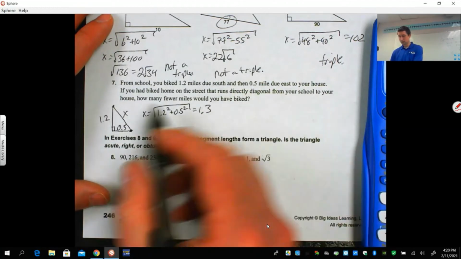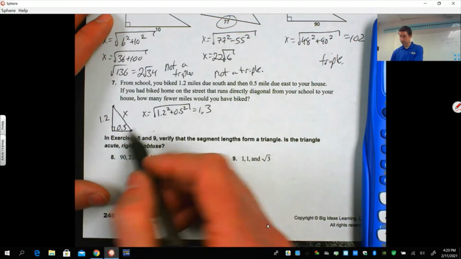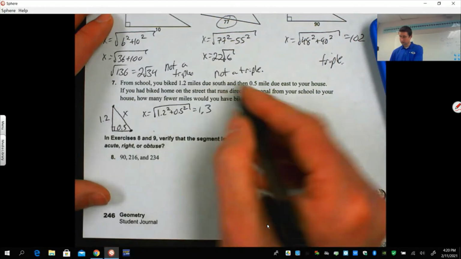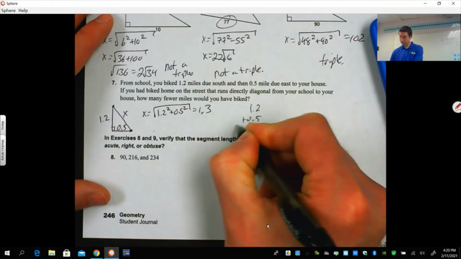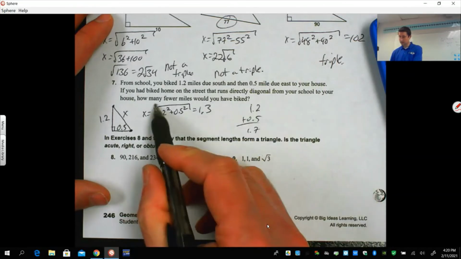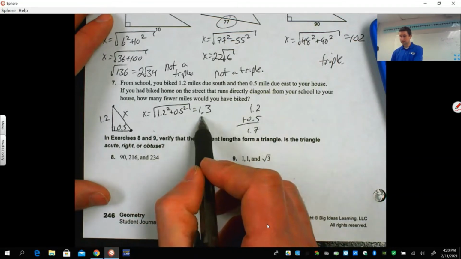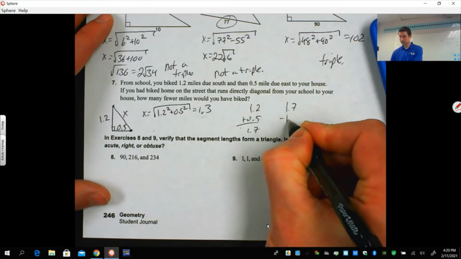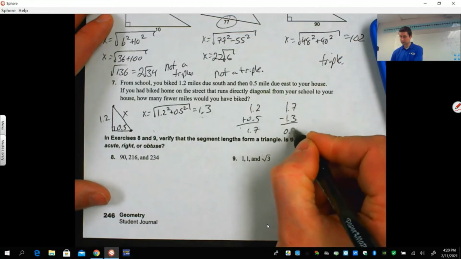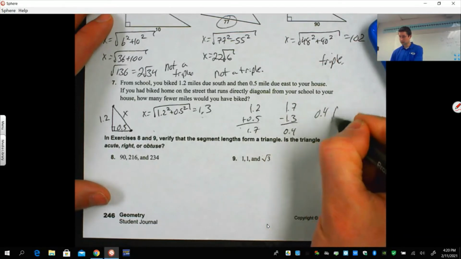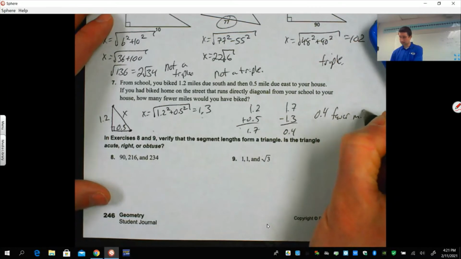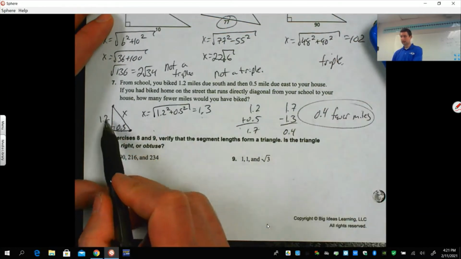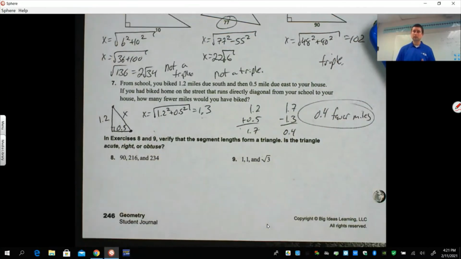You traveled 1.7 miles. Okay, 1.2 plus 0.5 is 1.7. How many fewer miles would you have biked if you would have done this? So if I take 1.7 minus 1.3, 7 minus 3, I get 0.4. So by taking the south and east roads, you went 4/10 of a mile longer than if you would have just taken the diagonal road.